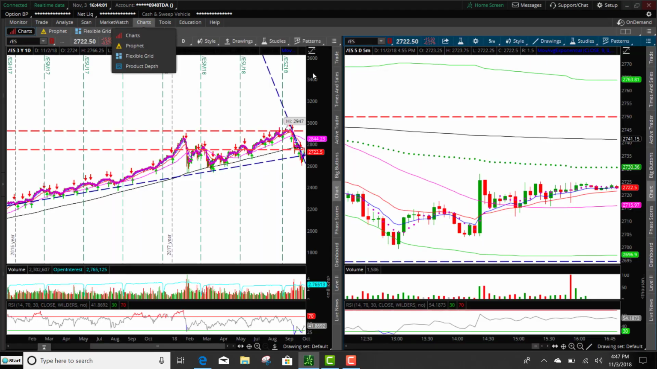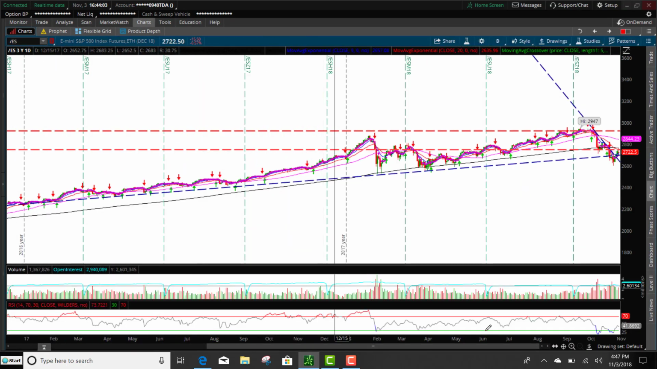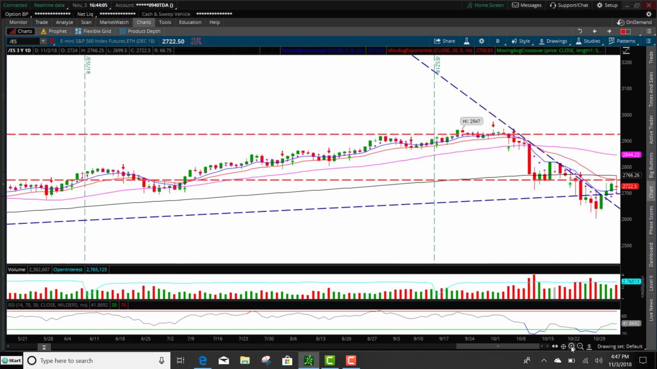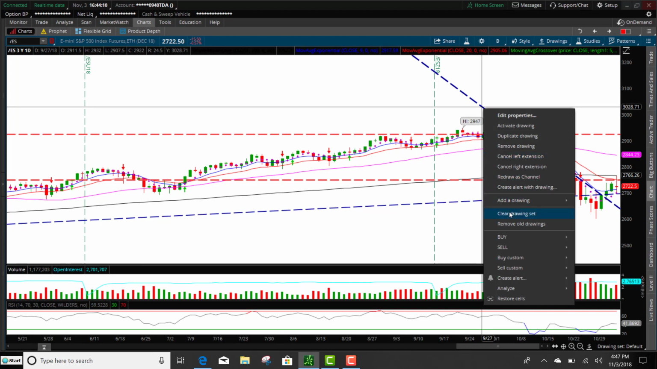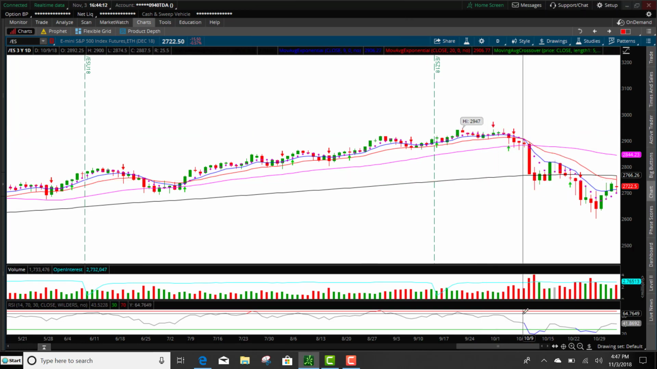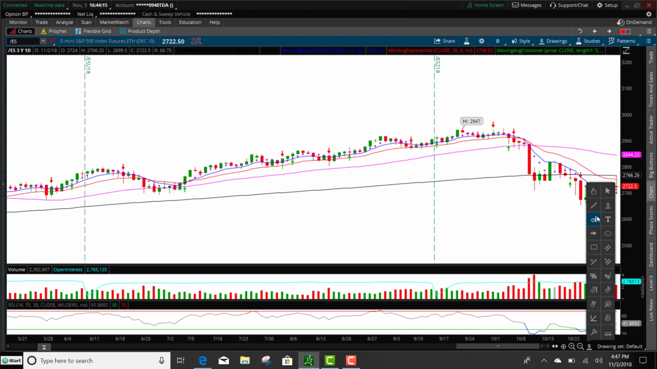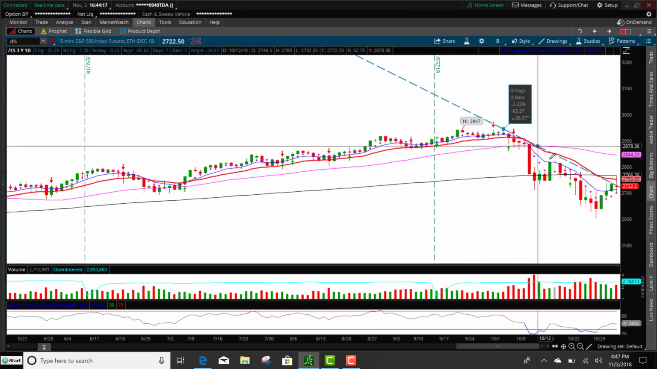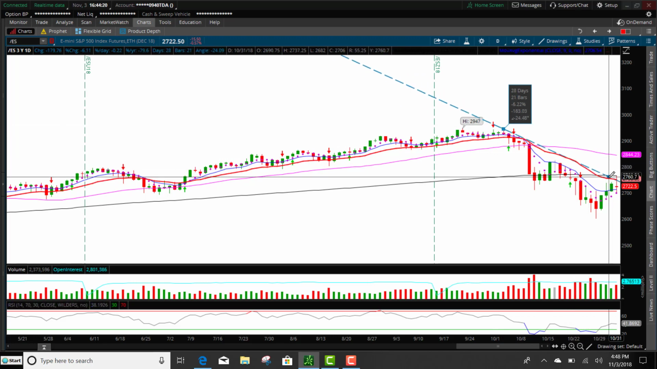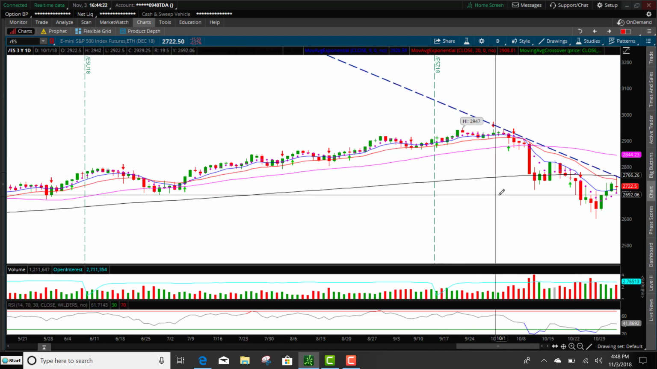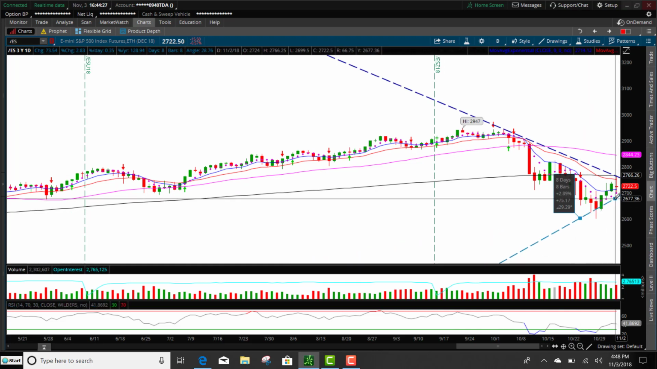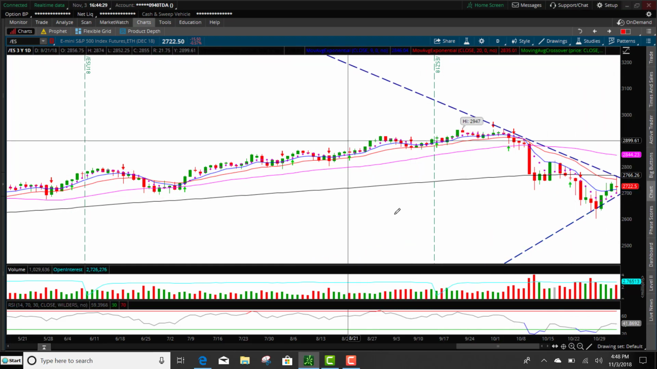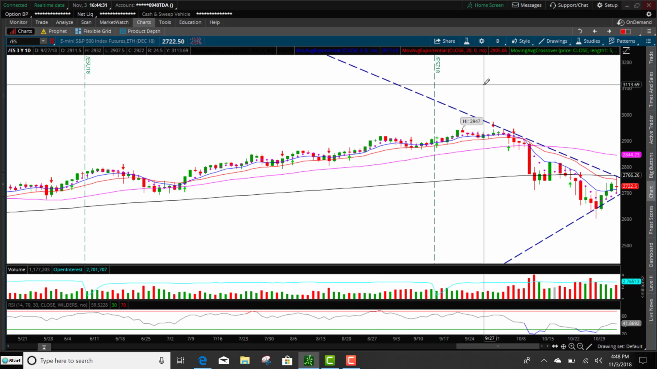So if you take a look right now at futures, let me clear these crazy drawings and draw it out and see what it is right now. Just based off of this, you can see that we are in a symmetrical triangle, which is a neutral pattern. That means it could go either way.